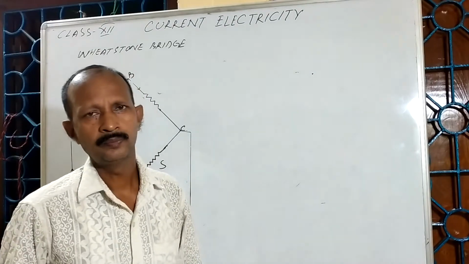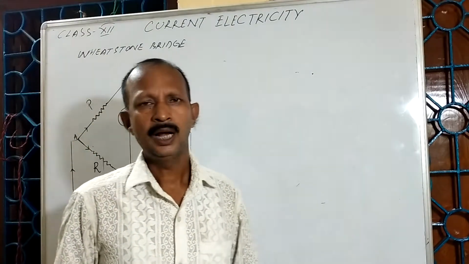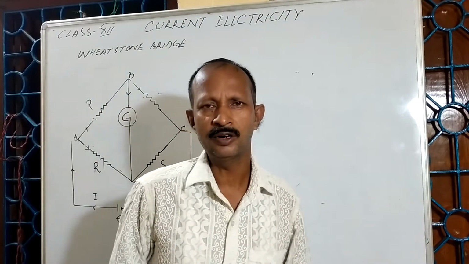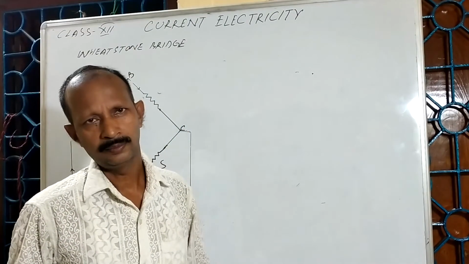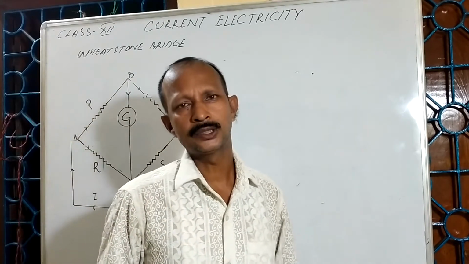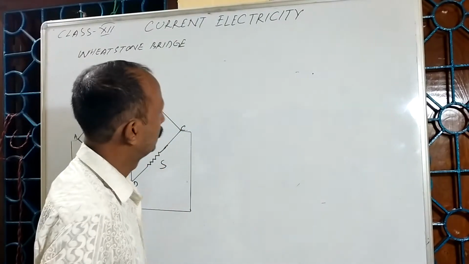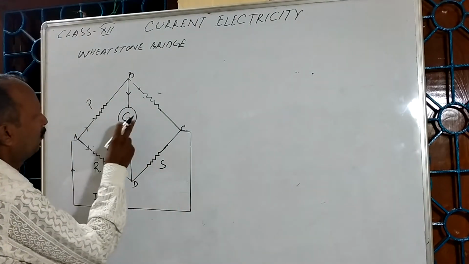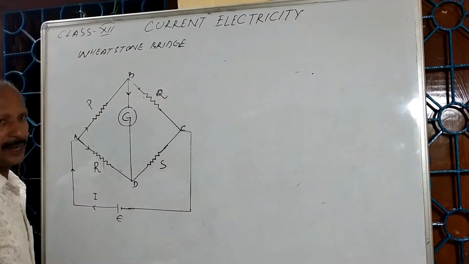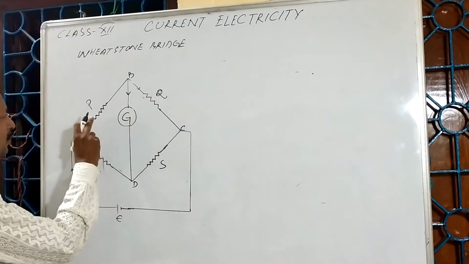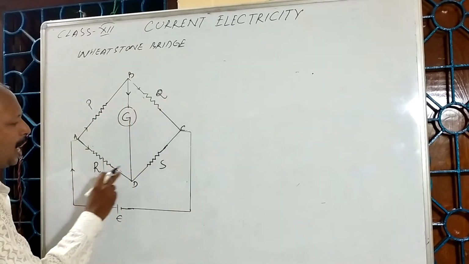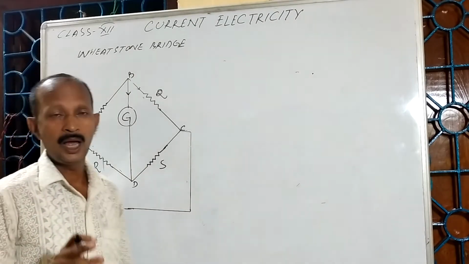Today in this video, I am going to explain about the Wheatstone bridge, which is one of the important applications of Kirchhoff's law. Okay. So what is this Wheatstone bridge? In fact, it is an arrangement of four resistors. Here I have mentioned their resistances P, Q, R and S.